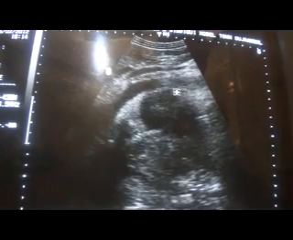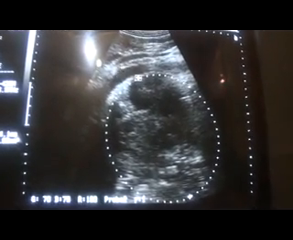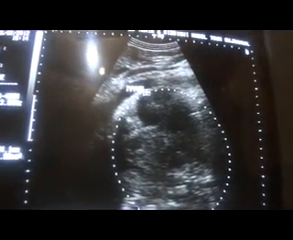Here you can see that the IVC is elevated. Here below is the mass, anterior to it is the IVC. This is the inferior vena cava, and this is the portion of the mass. This is the portion of the mass, and this is the IVC, elevated by the mass.